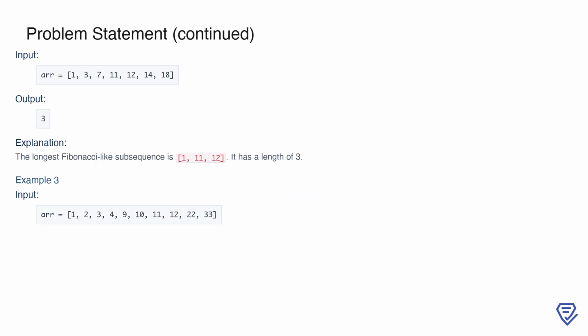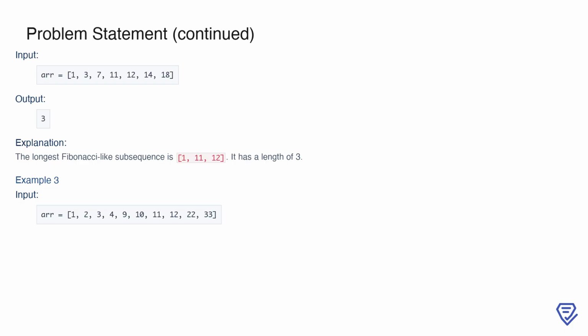Now consider another example with the input array 1, 3, 7, 11, 12, 14, 18. For this input, the output is 3. The longest Fibonacci-like subsequence here is 1, 11, 12. This sequence satisfies the Fibonacci-like property because 1 plus 11 equals 12, and the numbers appear in the correct order within the array. The length of this subsequence is 3, which becomes the result.